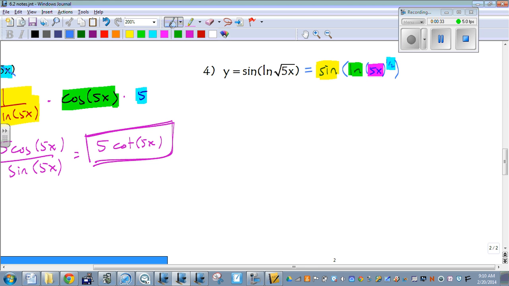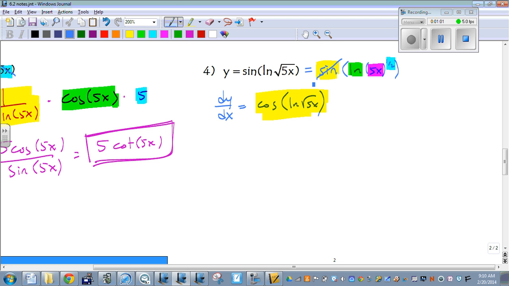So there's 4 parts we have to take care of here when we're doing the derivative using chain rule. And we work our way from outside in. So first thing is the sine. Derivative of sine is cosine. So we're going to have cosine of everything in here. That all stays the same. I'm going to write it back as just square root of 5x for this though. So cosine of natural log of the square root of 5x. That's the derivative of the sine part.